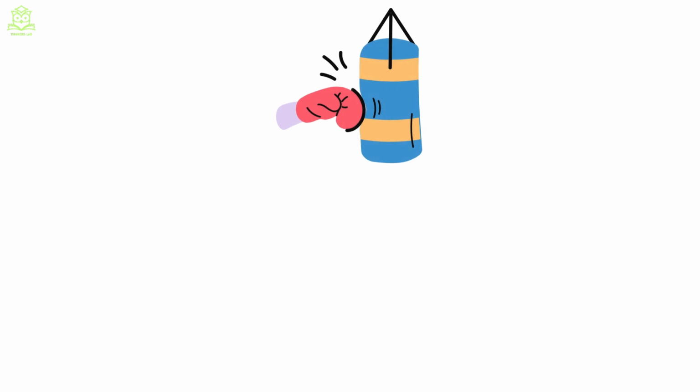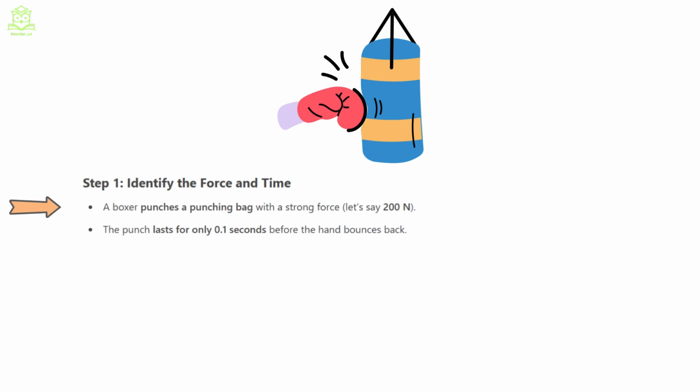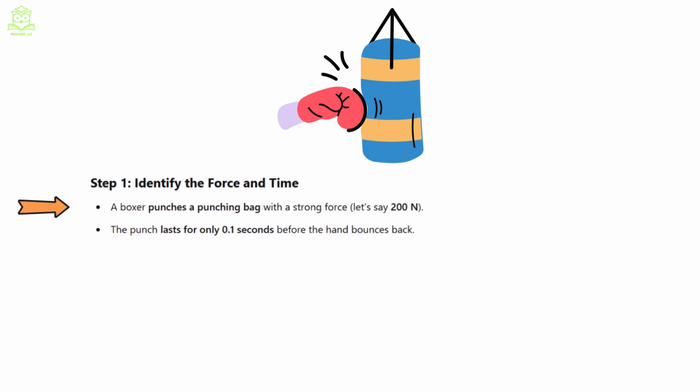Real-life example, boxing punch. Imagine a boxer throwing a punch. Step 1. Identify the force and time. A boxer punches a punching bag with a strong force of 200 newtons. The punch lasts for only 0.1 seconds before the hand bounces back.